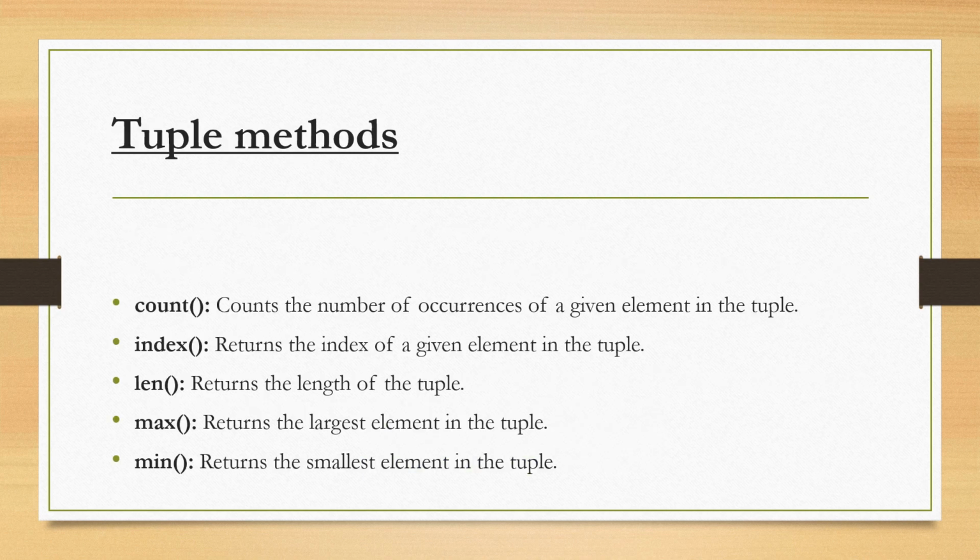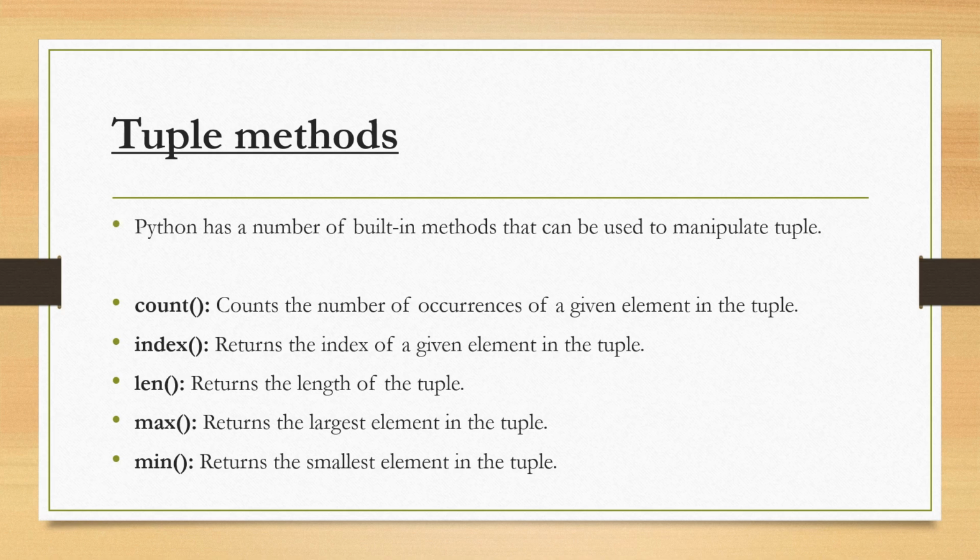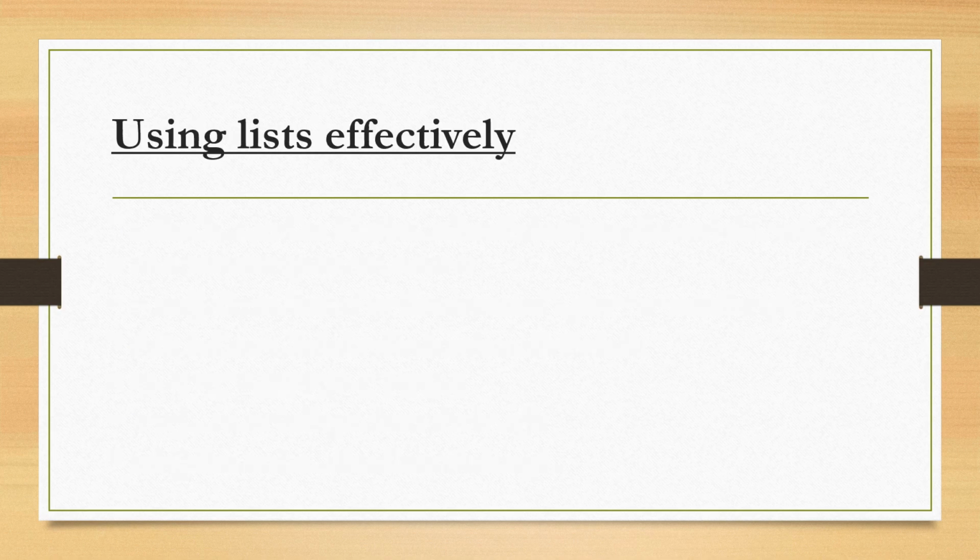Now there are different types of methods which are performed on the tuple. The first one is count, which will count the number of occurrences of a given element in the tuple. Index is used to return the index of a given element in the tuple. Len is used to get the length of the tuple. Max is used to return the largest element in the tuple. Min is used to get the smallest element in the tuple. So these are the methods which are used on the tuple.